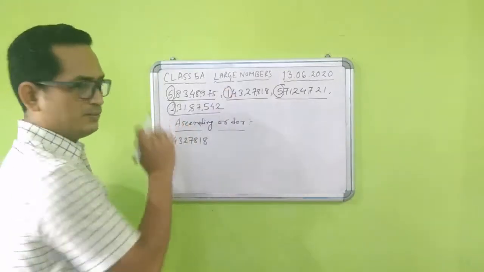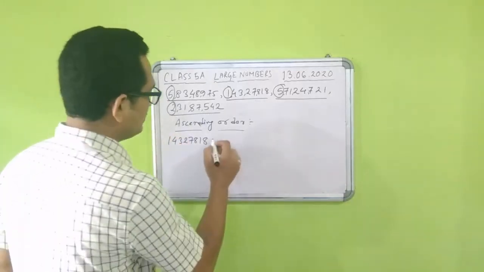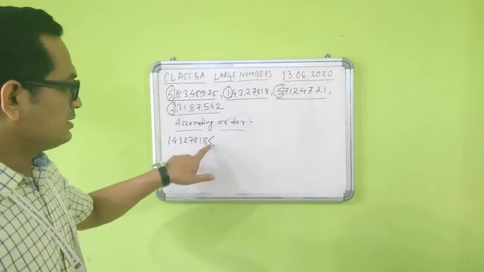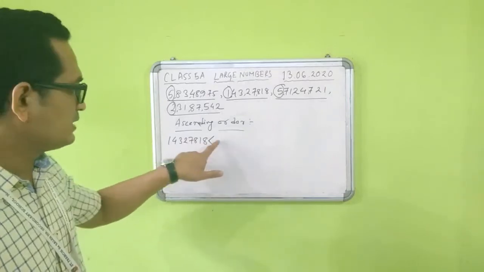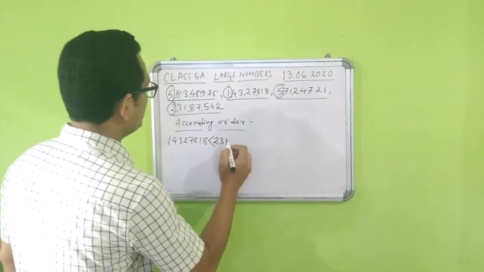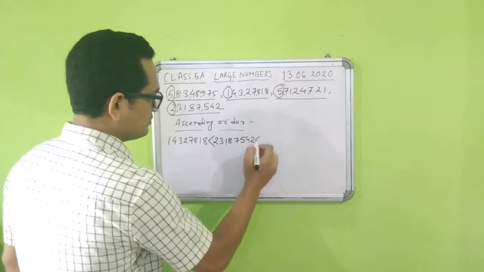The second smallest number will be this one, because it has 2 in the extreme left. So how will I put the symbol now? Like this. Because this is the smallest, the closing part will be towards this number and the opening part towards this side. So this will be the next larger one: 2 3 1 8 7 5 4 2.